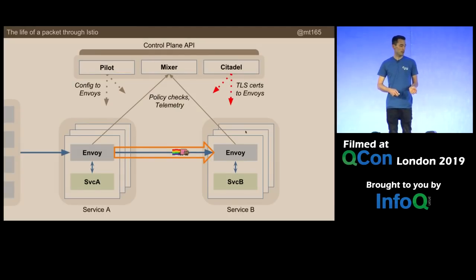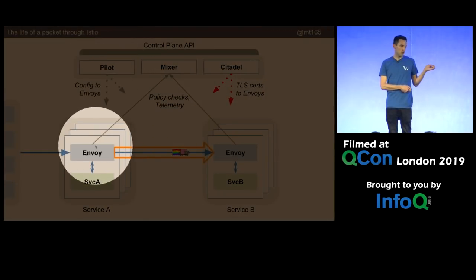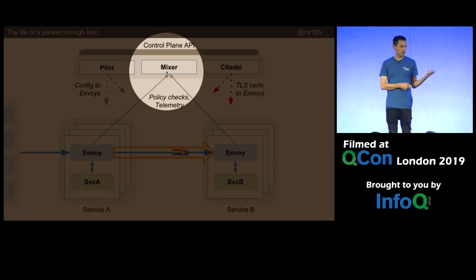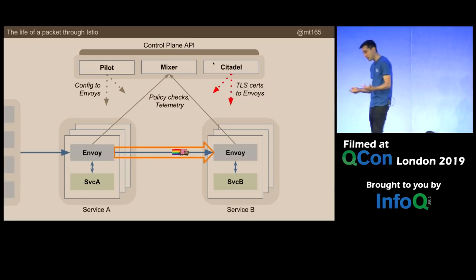If you see Pilot as a kind of reactive config compiler and pusher, Mixer is a sort of data plane fast path. Citadel is like a batch job, I guess. Citadel is something that runs in the background and just keeps rotating these. It's almost like your Let's Encrypt agent, whatever that's called, that just keeps rotating your certs. So that's the third part of the control plane, and again, it's got a slightly different model.